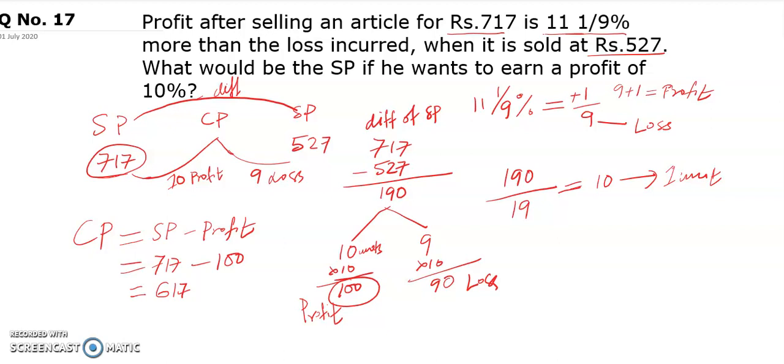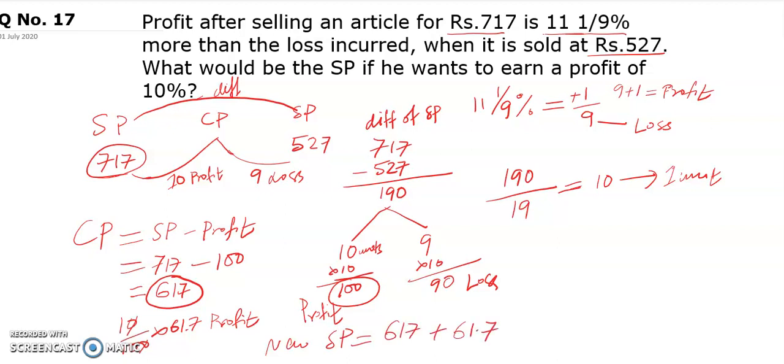And in the question we need to find the SP if he wants to earn a profit of 10%. Now we need to add profit here, 10% profit. So 10% profit will be how much? 61.7. This is our profit. So our new SP will be CP, which is 617, plus new profit 61.7, and if we add this we will get 678.7. So this is our answer.